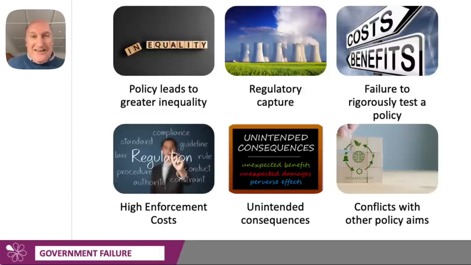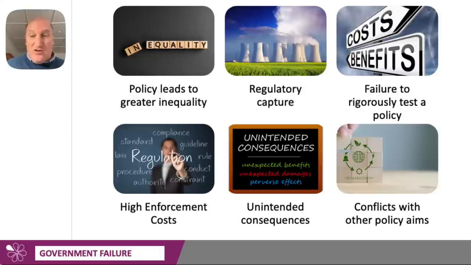It depends on what you think an appropriate social optimal level of inequality of income and wealth should be. But to most economists, high levels of inequality are both a cause of market failure and often a consequence of government intervention. Regulatory capture we'll come to in a second. That's a key one. We're going to focus on that. The failure to rigorously test a policy, failure to do due diligence, to do cost-benefit analysis on a particular intervention.